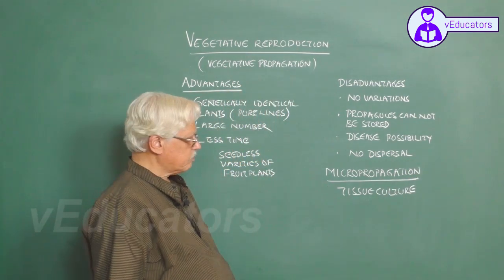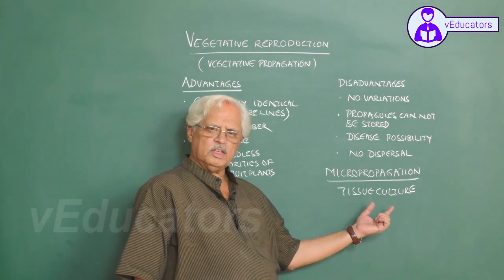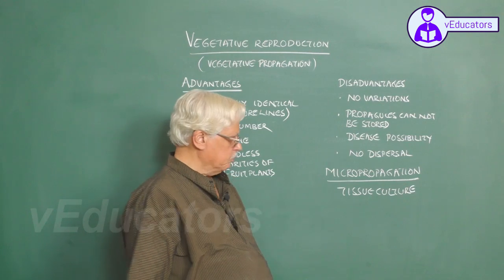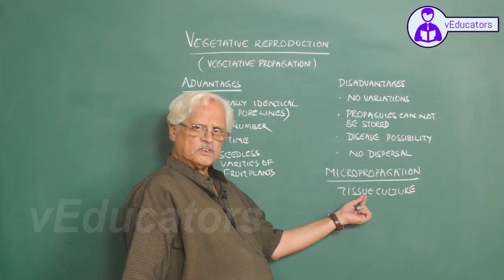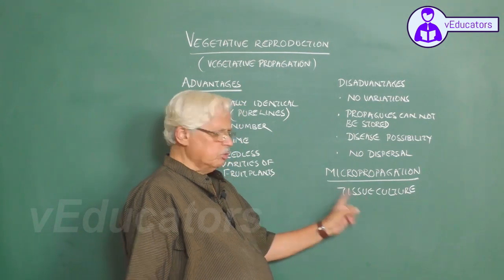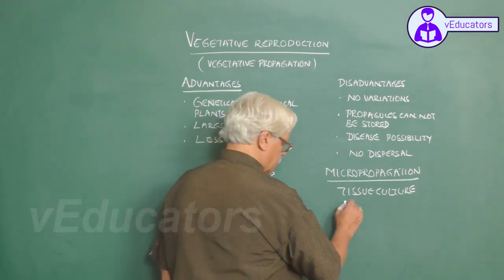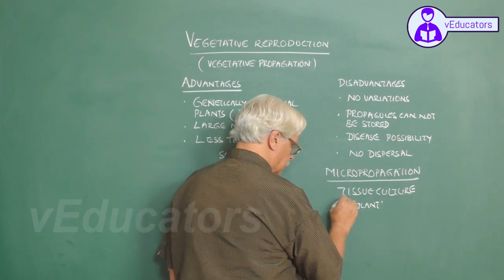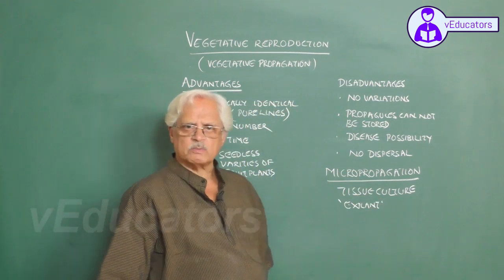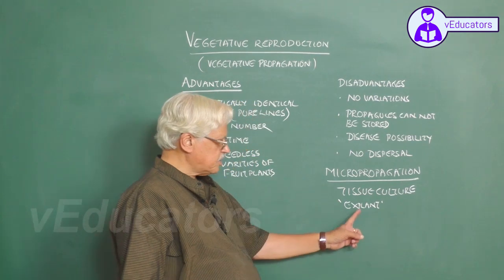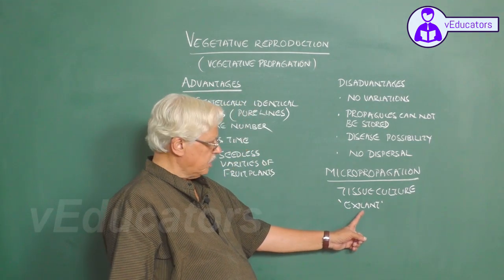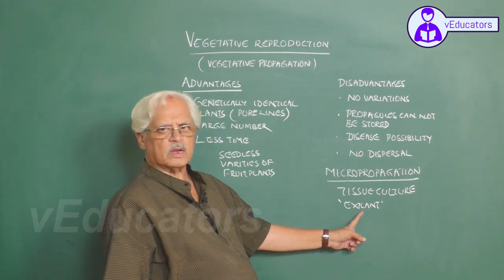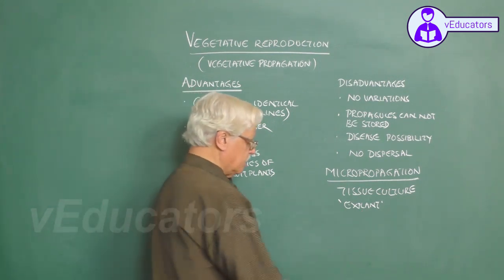It is a method where any vegetative part of a plant, a portion of a tissue or a portion of a stem or a leaf, can be removed from the plant. What is removed from the plant is called explant, and this explant is grown under artificial conditions, aseptic conditions in the laboratory.